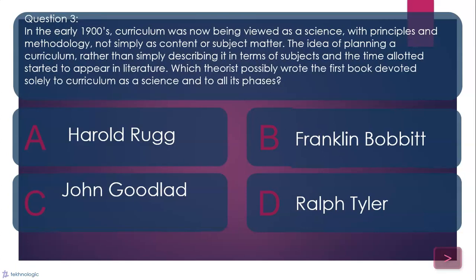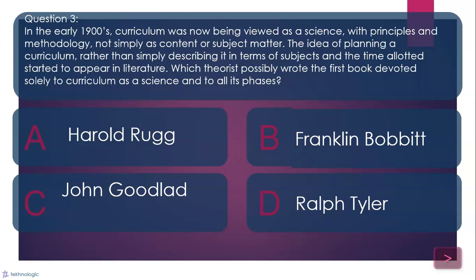Question 3. In the early 1900s, curriculum was now being viewed as a science, with principles and methodology, not simply as content or subject matter. The idea of planning a curriculum, rather than simply describing it in terms of subjects and the time allotted, started to appear in literature. Which theorist possibly wrote the first book devoted solely to curriculum as a science and to all its phases? Is the correct answer A. Harold Rugg, B. Franklin Bobbitt, C. John Goodlad, D. Ralph Tyler?